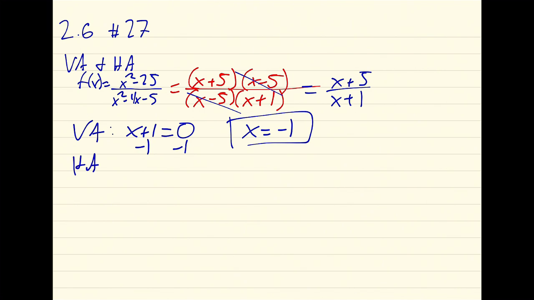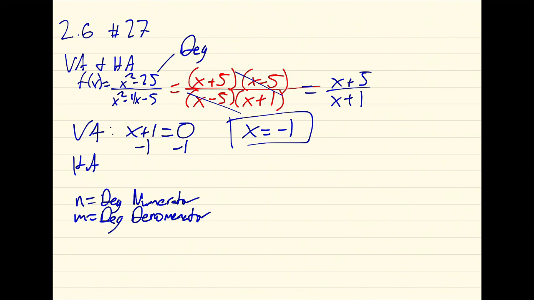Horizontal asymptote. This one we don't have to set anything equal to 0, we just have to remember some rules. The rules that we have are n relating to m. So n is the degree of your numerator, and m is the degree of your denominator. So the degree of the numerator, whether you're looking at the original or the reduced, you have a degree of 2 here and a degree of 2 down here.